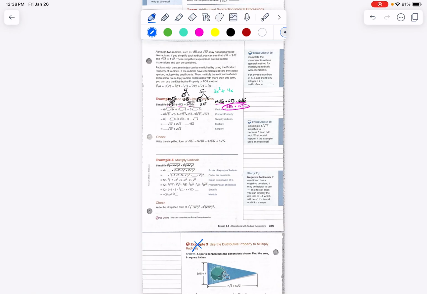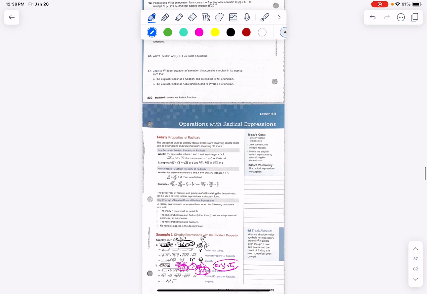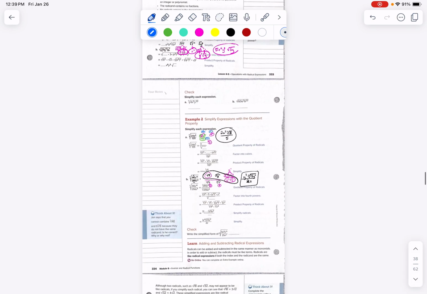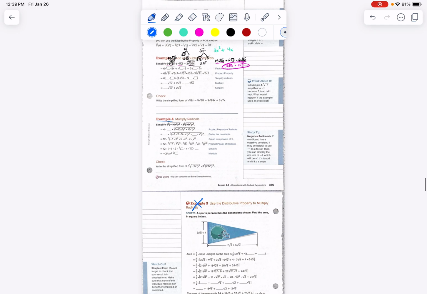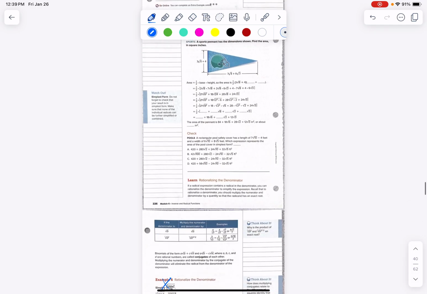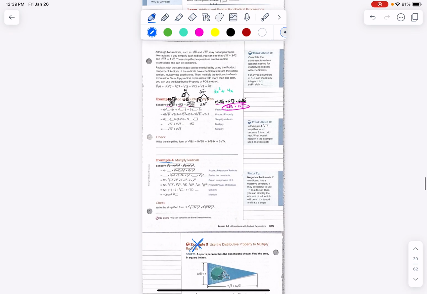Okay, Algebra 2, yesterday we started section 6.5, operations on radicals. It was a lot. We did example 1, 2, and 3, I guess, and there were A's and B's and all that good stuff. We are only going to do example 4, and I am not going to have you do example 5 or 6.